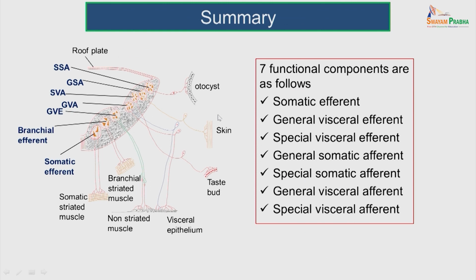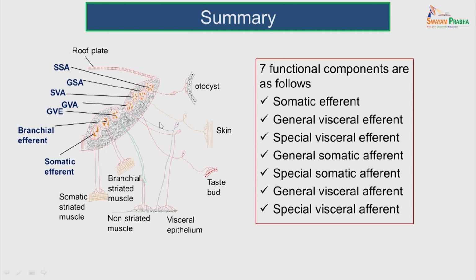So, till now we have learnt the 7 functional components. The somatic efferent supplies the striated muscles of the body. Then we have the general visceral efferent, which supplies the smooth muscles and glands. Then we have the special visceral efferent, the branchial efferent, which supplies the muscles derived from the branchial apparatus at the pharyngeal arches. Then we have the general somatic afferent.